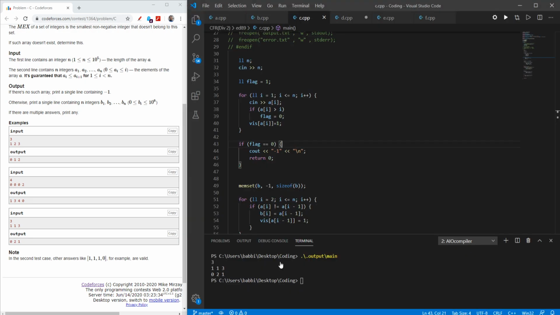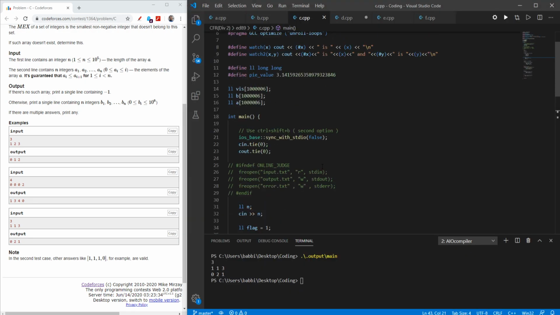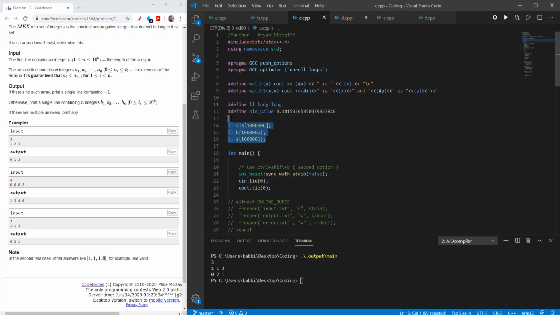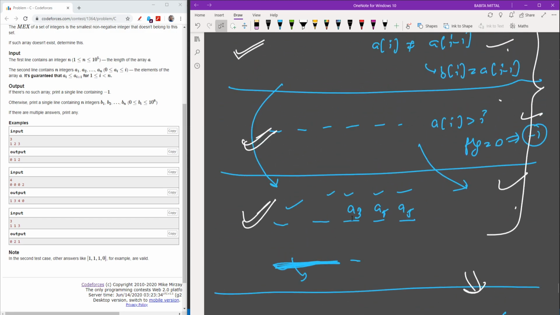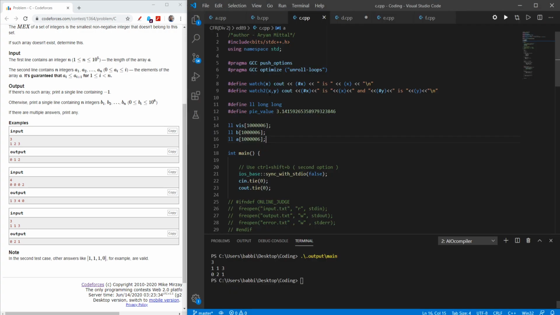I wrote that in Visual Studio Code because my Sublime got some issue. So I marked my visited array, B array and A array. A array shows my array elements. B array shows my final array. My visited array shows which elements are visited, which means the array elements of A basically. So as I said, if my array elements are visited, then I will not opt for these array elements because they are already visited.